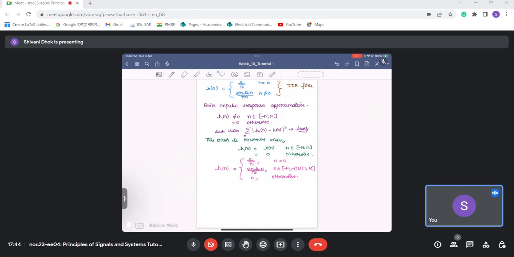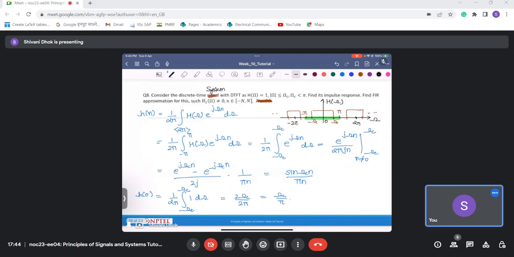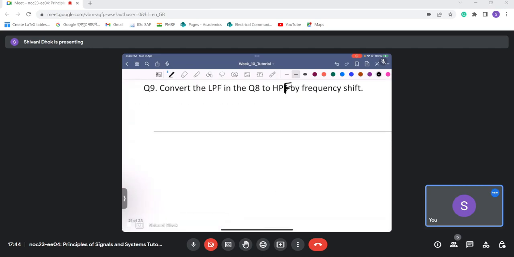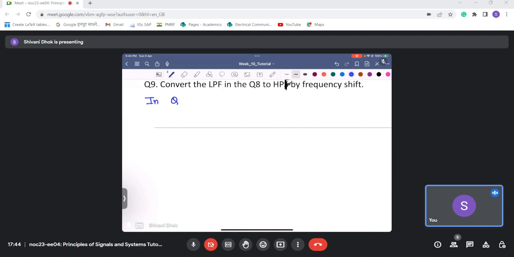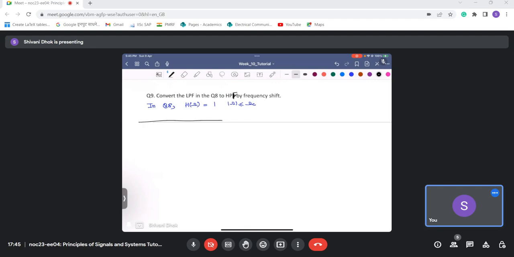Okay. If not, then let's go ahead with the next question. Now we need to convert the low pass filter in question 8 to a high pass filter by frequency shift, the way it was done in the class. So see, if we observe here, in question 8 the low pass filter was something like this. It was 1 for magnitude of omega less than omega c, less than or equal to 2b. Okay, so it was something like this.